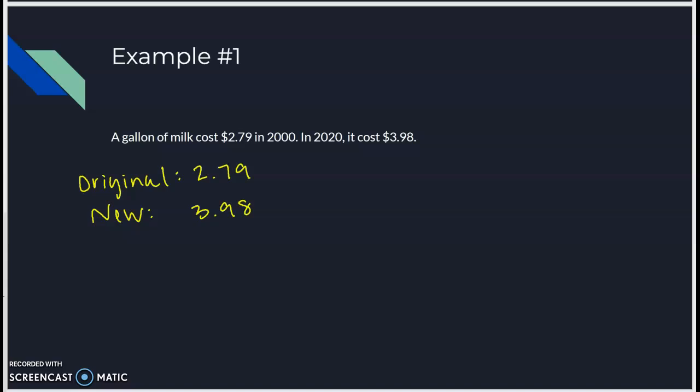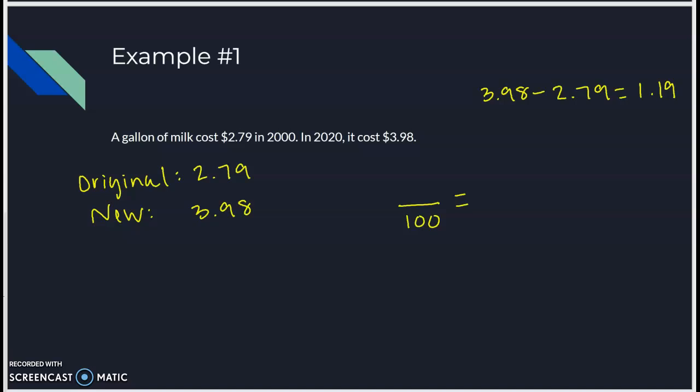So now we're going to use that proportion that we just talked about. So we're trying to find the percent. So that's going to be my missing piece. And I'm going to put it over 100. My change, I have to subtract my new minus my original. So I have $3.98 minus $2.79. That's what I'm doing right here.